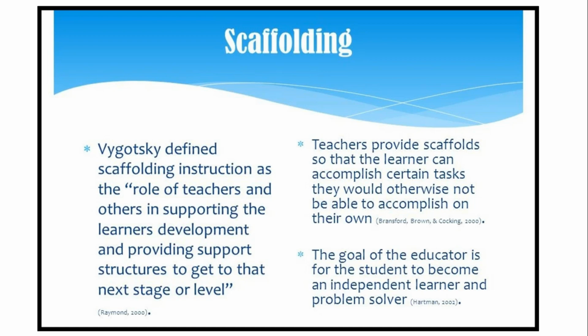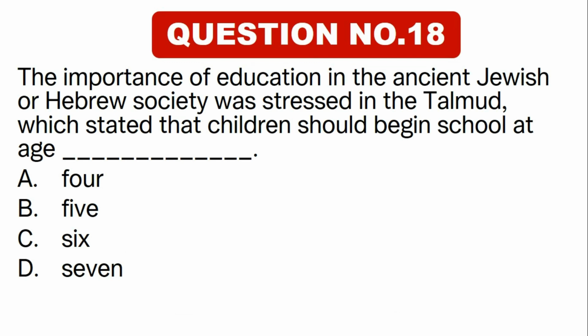Question number 18. The importance of education in the ancient Jewish or Hebrew society was stressed in the Talmud, which stated that children should begin school at age A. 4, B. 5, C. 6, D. 7. Again, the importance of education in the ancient Jewish or Hebrew society was stressed in the Talmud. The correct answer is letter C, 6.